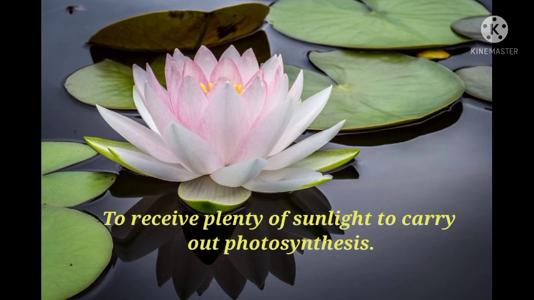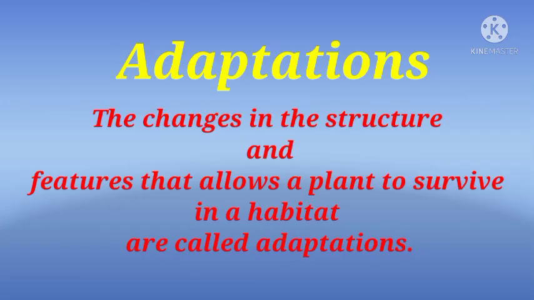Sometimes plants change or modify their body parts to live and grow in a particular habitat. Like this, many plants also change or modify their body parts to live and grow in a particular habitat. These changes in the structure and features that allow a plant to survive in a habitat are called adaptations. So what are adaptations? The changes in the structure and features that allow a plant to survive in a habitat are called adaptations.